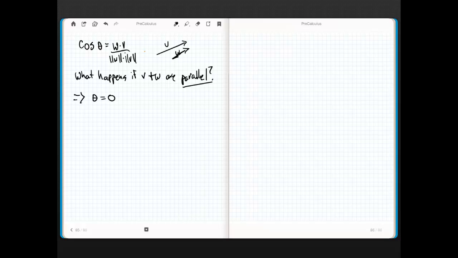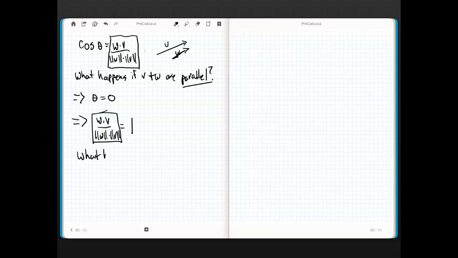However, think about what has to happen if that's going to happen. If these things are going to be parallel, if the angle between them is going to be 0, then what does this imply about w dot v over the magnitude of w times the magnitude of v? What's the cosine of theta? It's 1. If two vectors are parallel, that implies that this has to be 1, right?